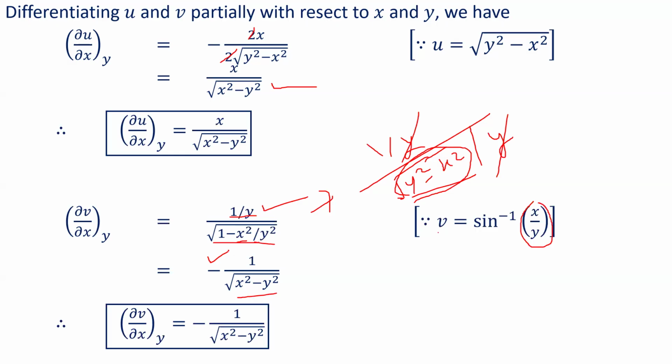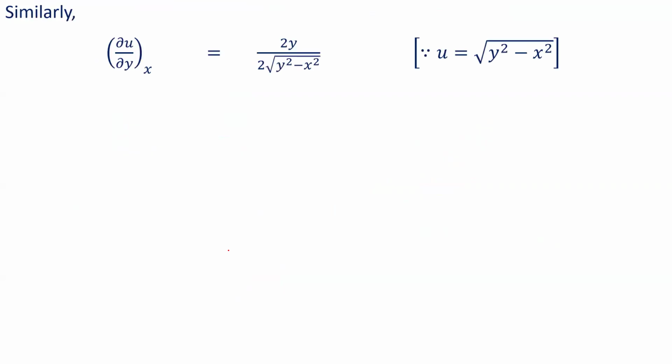Now we want to find the partial derivative of u and v with respect to y. Similarly, del u del y when x is constant: the same thing over here, the partial derivative of root x is 1 upon 2 root x, the derivative of y square with respect to y is 2y, and the derivative of x square with respect to y is 0. So this 2 will cancel. We have y upon root y square minus x square, and if we take the minus sign outside, this y square minus x square can be written as x square minus y square.